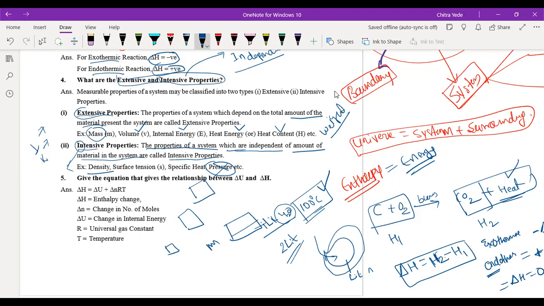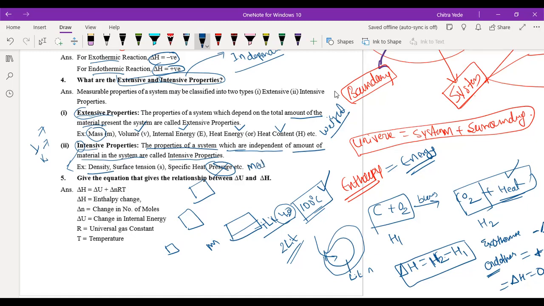Yes, sir. So those measurable properties of a system whose magnitude depends on the amount of matter present in a system are called extensive properties. So here we have examples, and for intensive property I am writing more examples here.